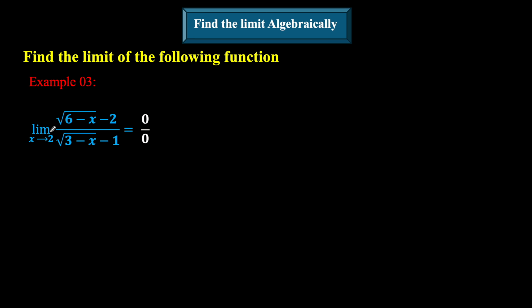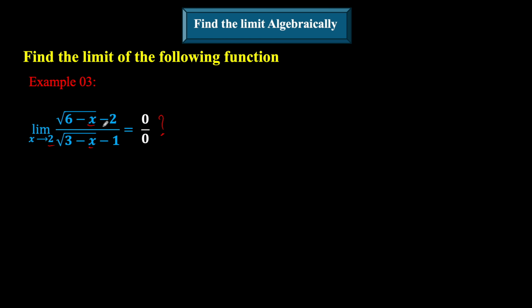Let's see example number 3. Find the limit as x approaches the number 2 for the square root of 6 minus x minus 2 over the square root of 3 minus x minus 1. So if we substitute each x by the number 2, we finally get 0 divided by 0, and this makes a problem, right? So this is an indeterminate quantity.